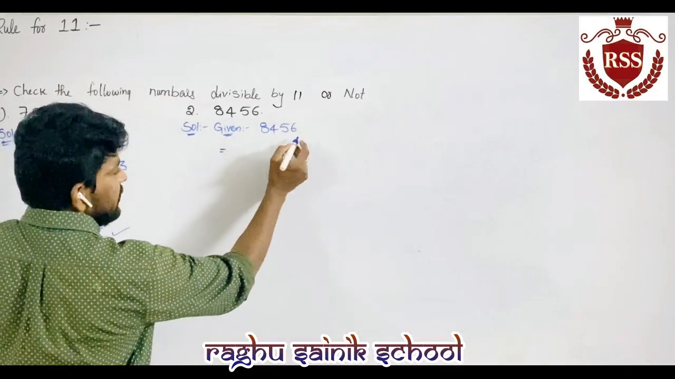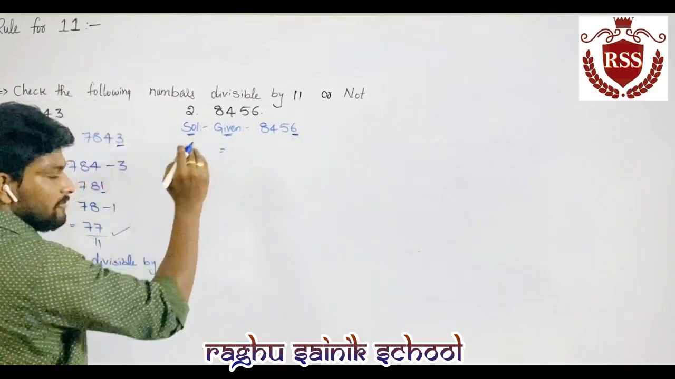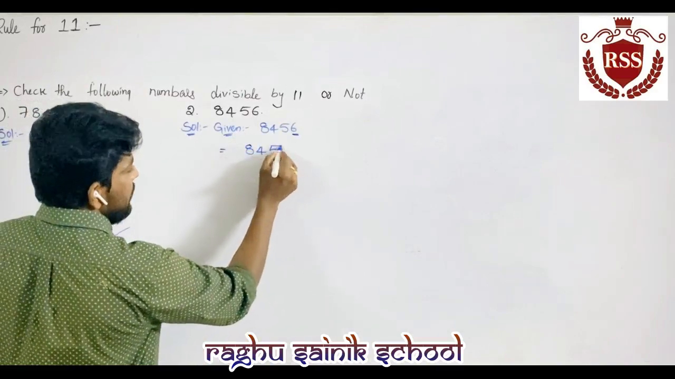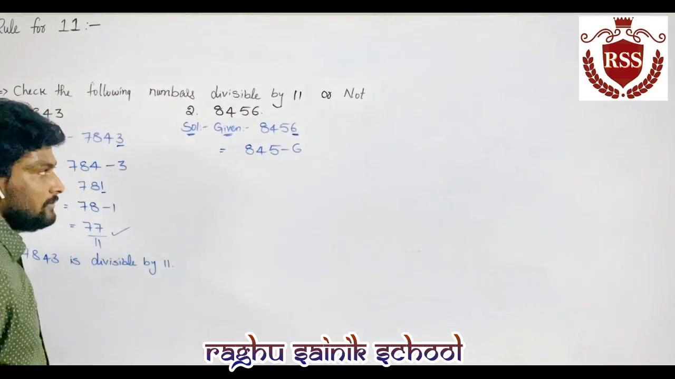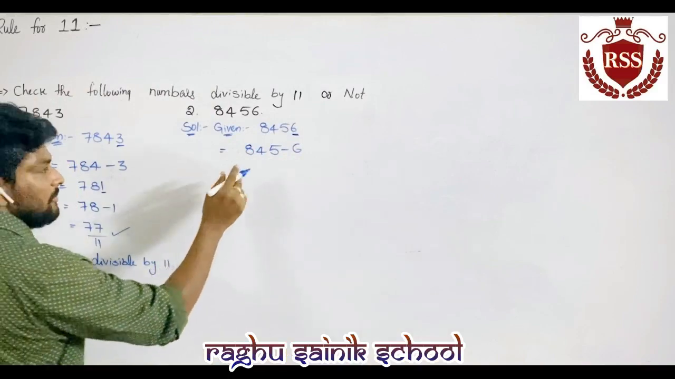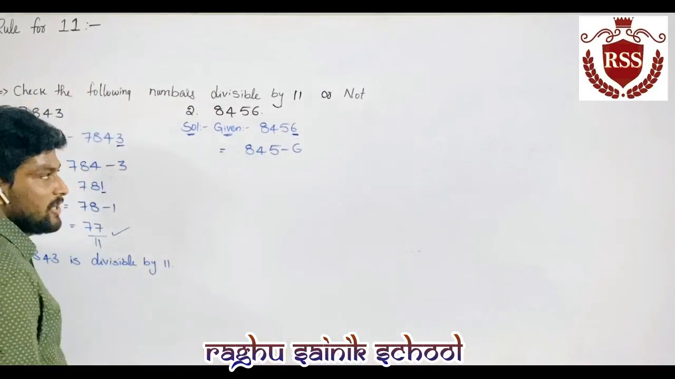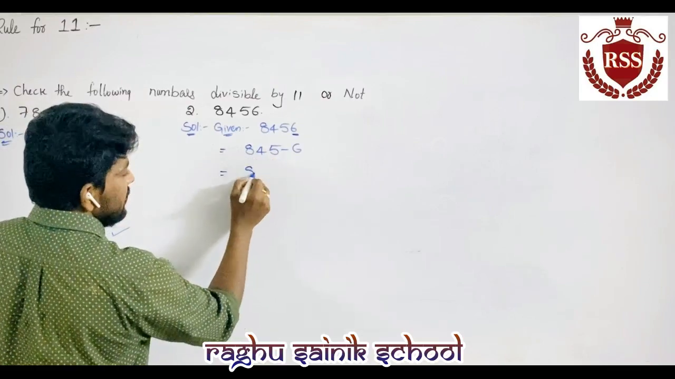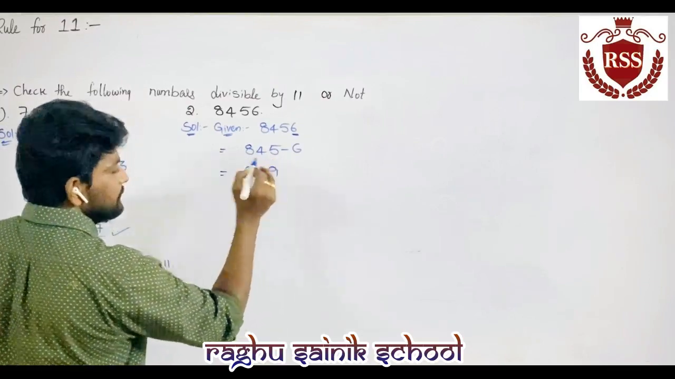What is the last digit here? 6. 6 is subtracted from its previous numbers, 845 minus 6. If we subtract 6 from 845, it will be 839.